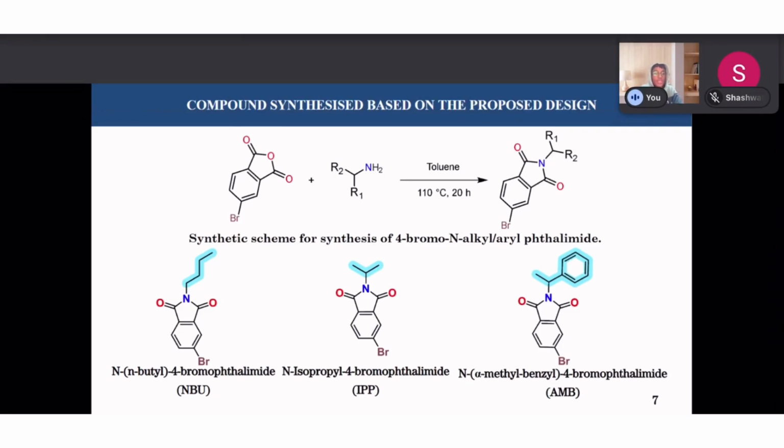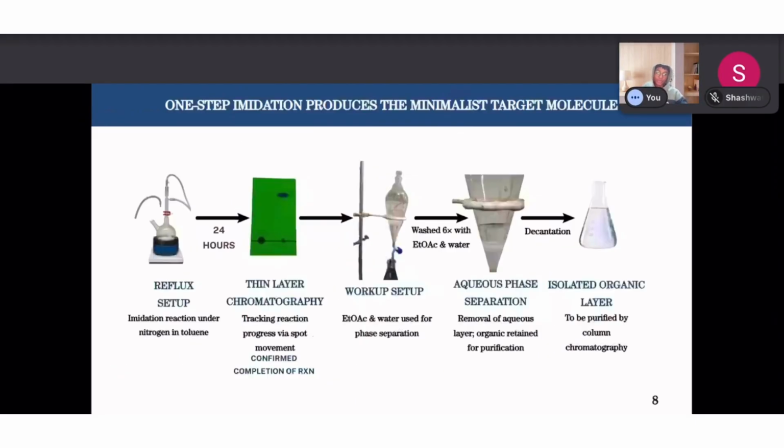An important idea to discern here is that if you see from left to right, as the compounds are shown, the bulkiness of the N substitution increases, and thus the substitution is much more sterically hindered.